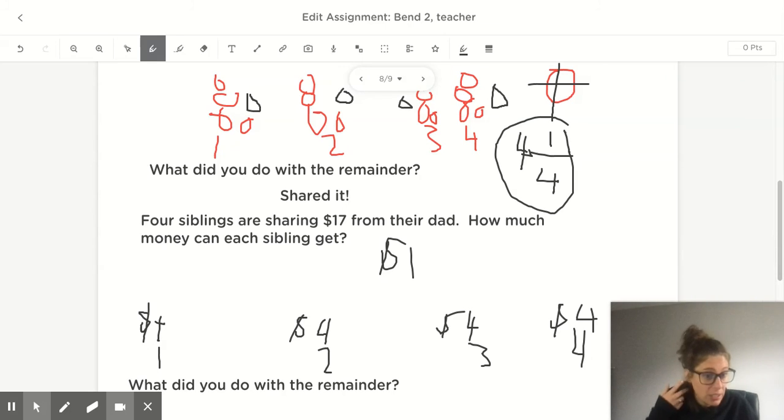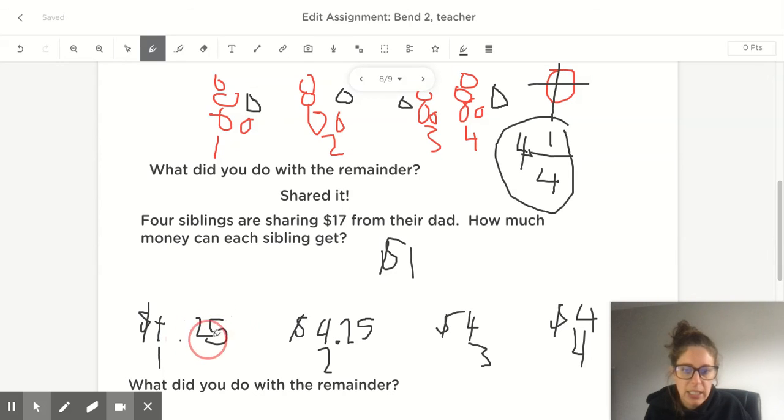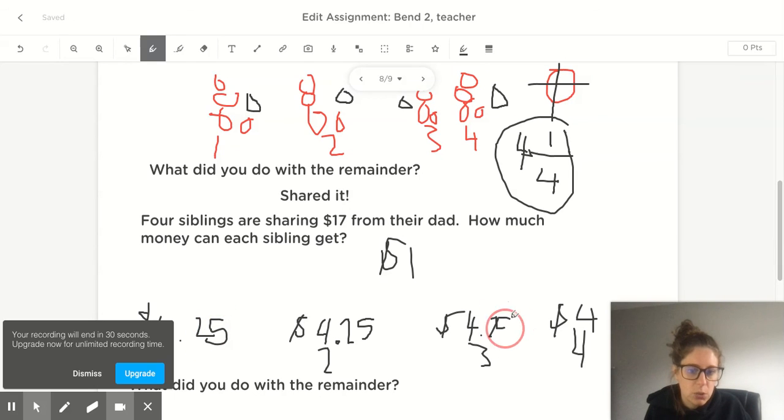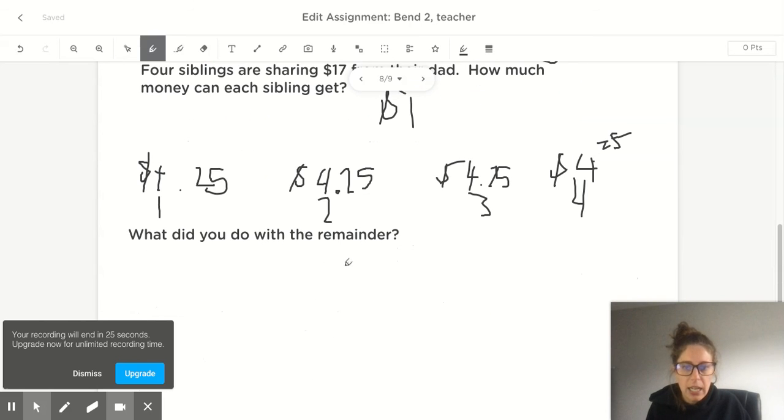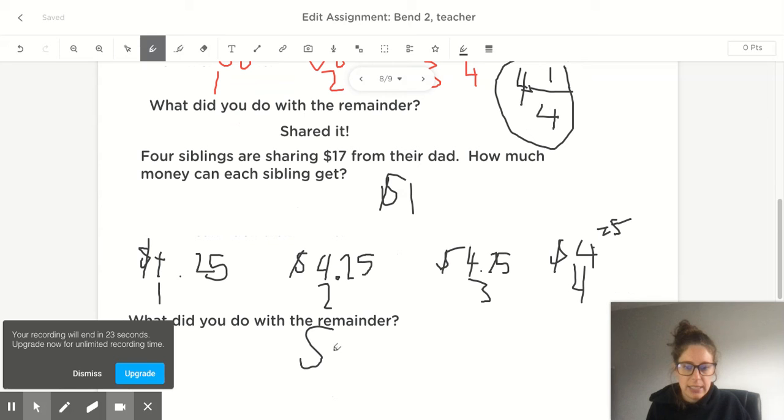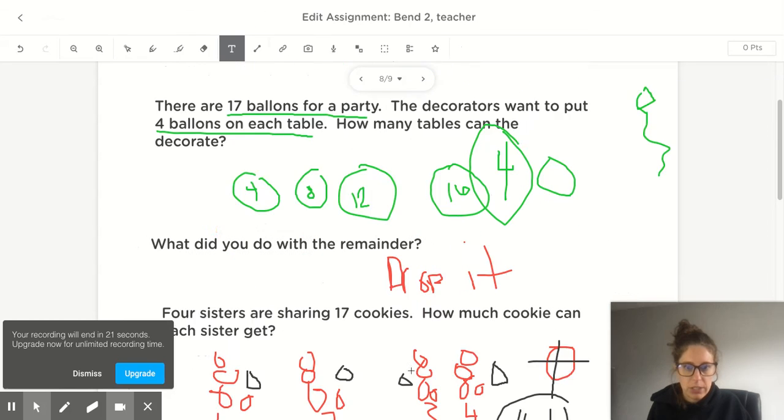So what they might do instead is split that dollar up. And we don't split up dollars by saying 1/4 of a dollar. We can split it up into coins and think of it as a decimal. So each kid, if I split that dollar into 4, would get 25 cents because 4 quarters makes $1. So each kid gets $4.25, and I shared that remainder again, but this time I used a decimal.